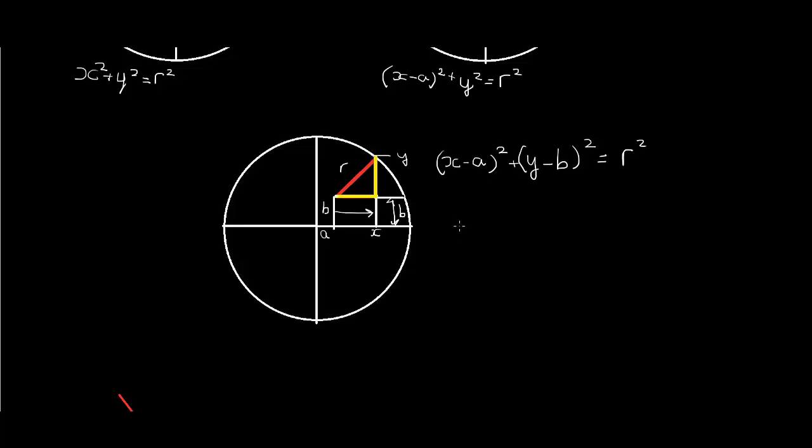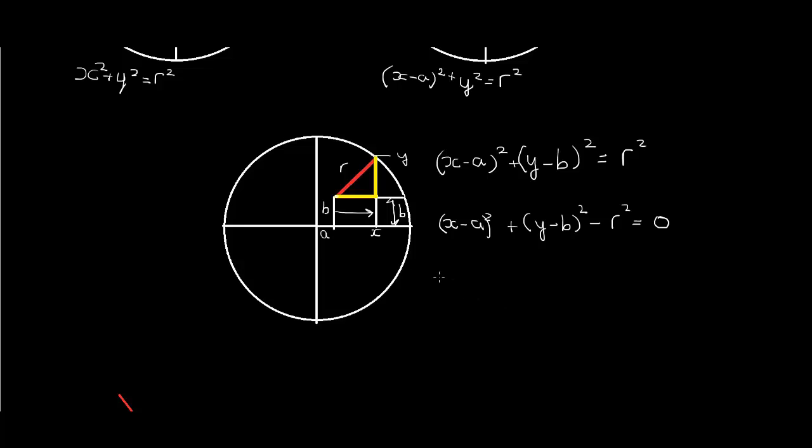So we rearrange that equation slightly, and we've got x minus A all squared plus y minus B all squared minus r squared equals 0. And that will be the equation for a circle.